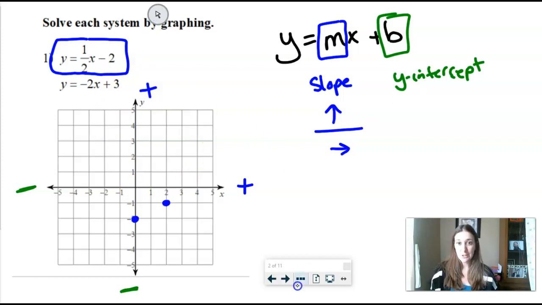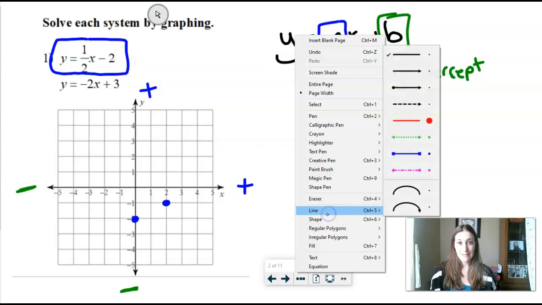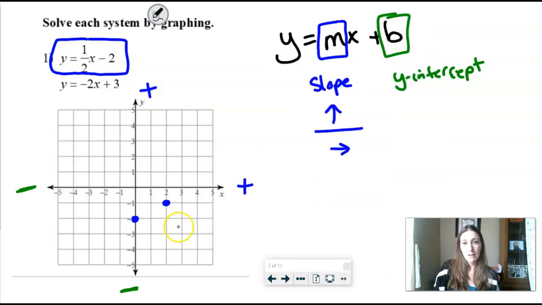Now I have a really handy tool here that creates lines. I think this is what I use. Actually, I think it's a shape pen. I don't know. It doesn't really matter. Hey, it fixed it. That was nice.